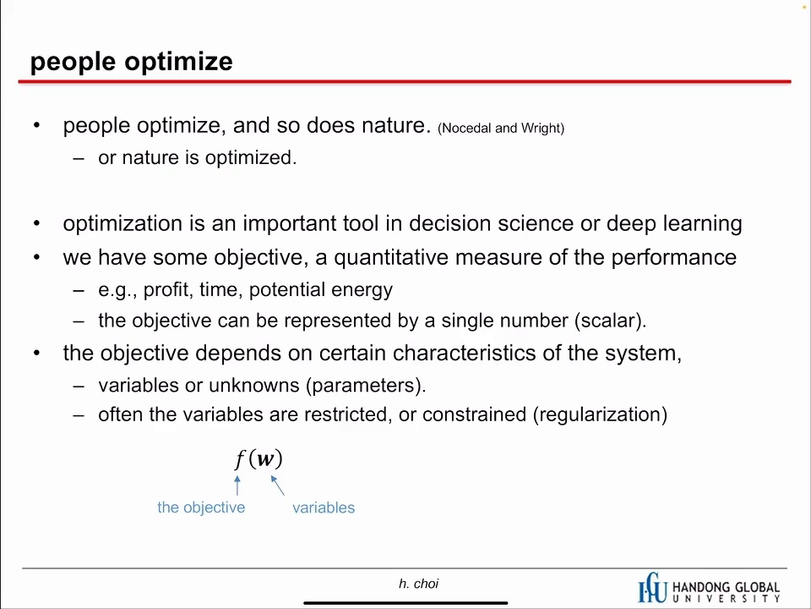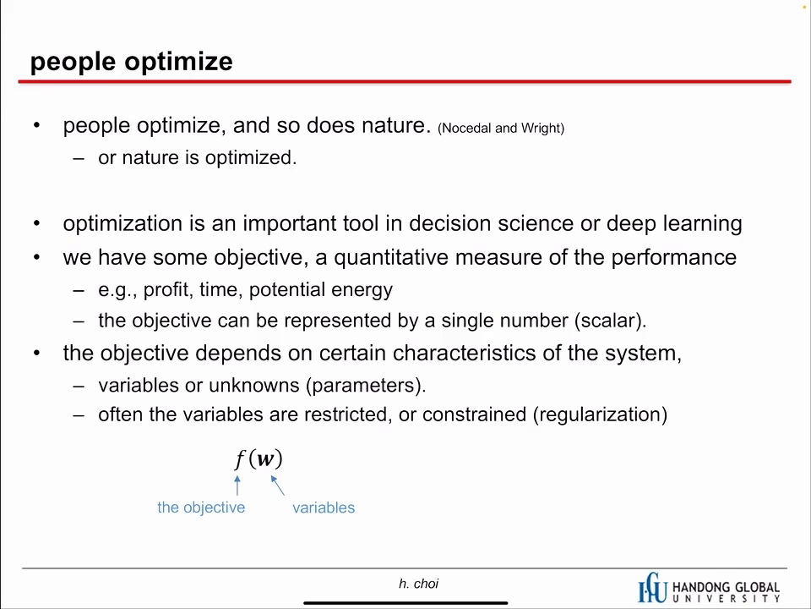First, people optimize, and so does nature. So nature optimizes. Or, if you will, nature is optimized. Everybody does optimization in our daily lives. Optimization is an important tool in decision science, deep learning, or in our daily lives. And we have some objective. This objective function is a quantitative measure of the performance, something like a profit, time, or potential energy. So do you want to optimize something in terms of profit? Then you can follow that direction.